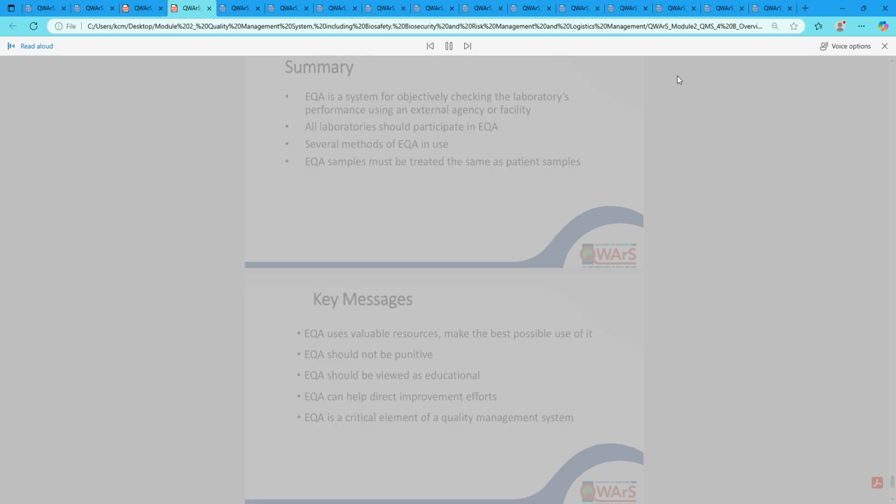Summary. EQA is a system for objectively checking the laboratory's performance using an external agency or facility. All laboratories should participate in EQA. Several methods of EQA are in use. EQA samples must be treated the same as patient samples. Key messages: EQA uses valuable resources, so make the best possible use of it. EQA should not be punitive. EQA should be viewed as educational. EQA can help direct improvement efforts. EQA is a critical element of a quality management system.